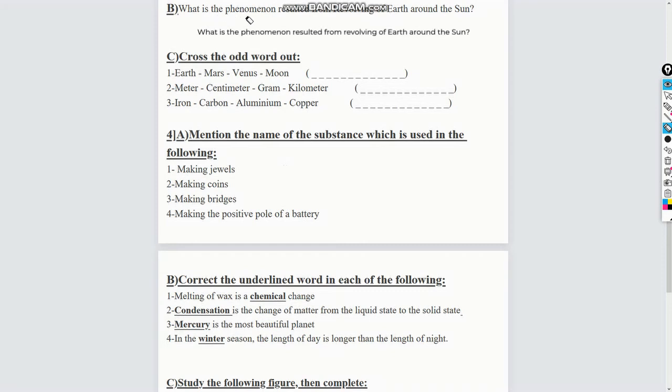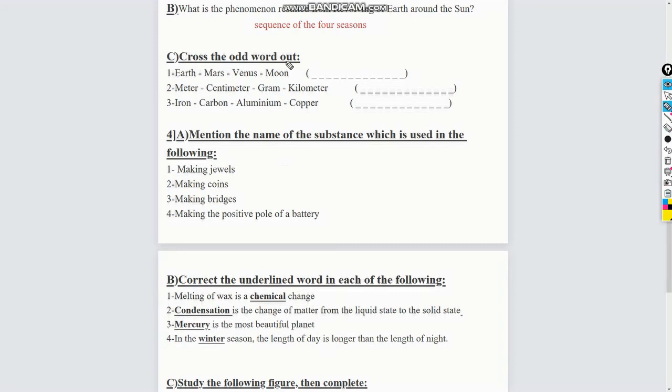What is the phenomenon resulted from revolving of Earth around the Sun? Think about it. In the previous exercise, the question was about the rotation of Earth around itself, and the answer was the sequence of day and night. In this question, it's going to be... Yes, the sequence of the 4 seasons.